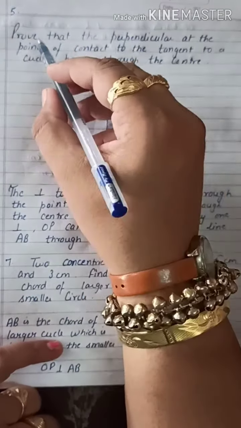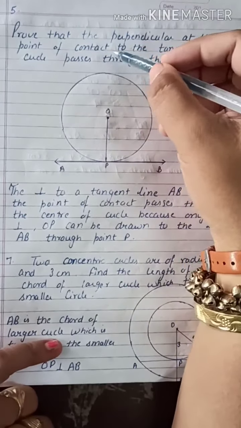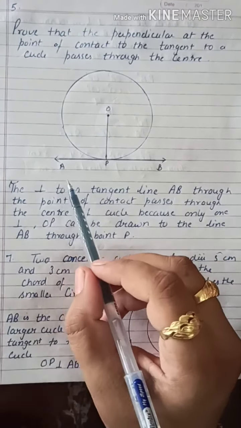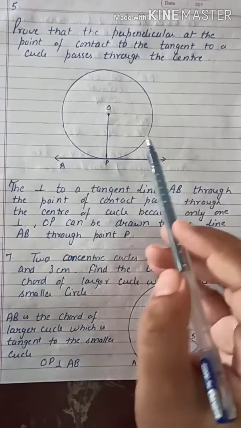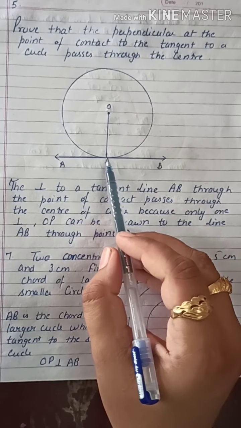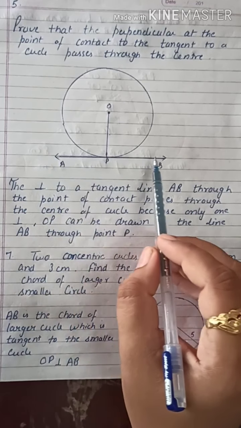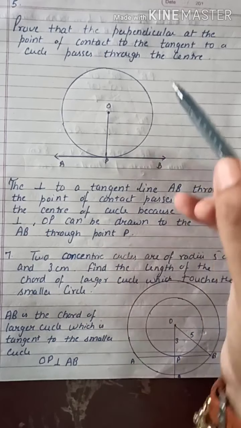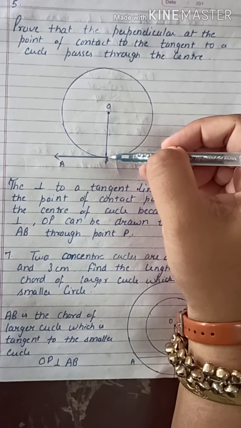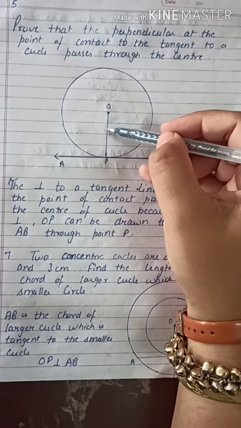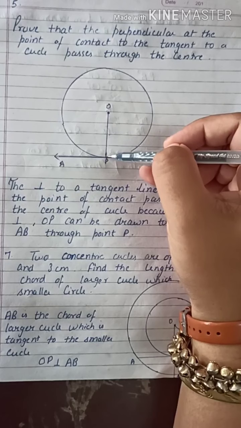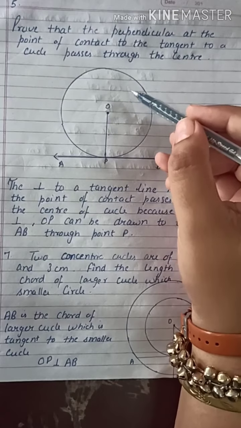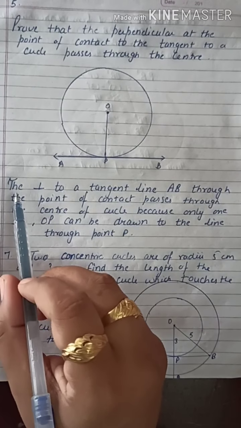What is given in the question? Prove that the perpendicular at the point of contact to the tangent to a circle passes through the center. So what I want to prove in this question: this is a circle and P is the point of contact, and through the point P a tangent passes that touches the circle at point P. AB is the tangent, and if I am drawing a line through P, I want to prove that the line through P, the line OP, passes through the center, meaning I want to prove that O is the center of the circle. So I'm going to start my proof with that.